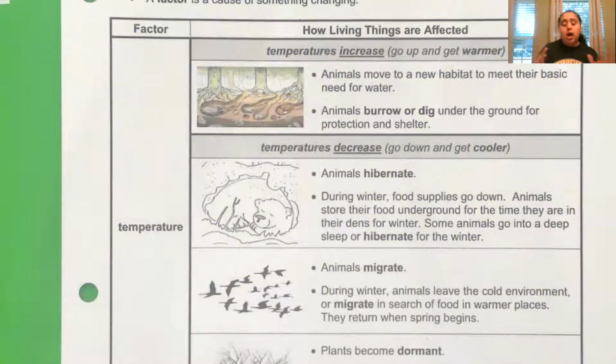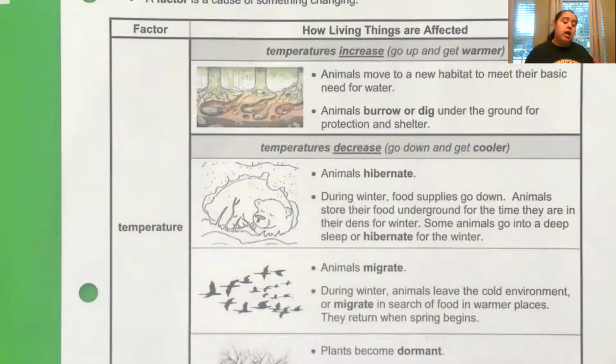So when it's super hot out there, these animals try to find an environment where it's cooler, to protect themselves and their shelters. Obviously we know that when temperatures get hot, as living organisms, we try to find a place where it's cooler, right? I mean, think about it. At recess, when it's really, really hot, where do most of our friends go? In the shade. Why? Because it's cooler. So we do the same thing. Temperature affects us as well.